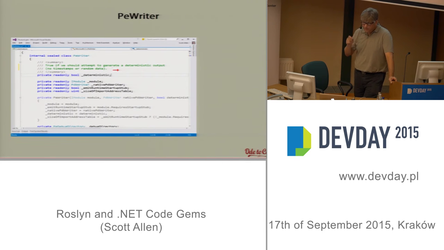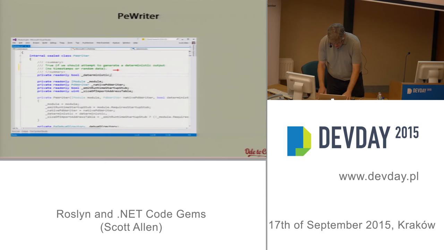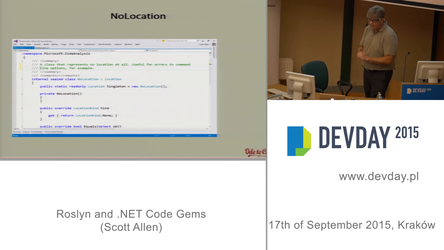And it was really difficult. Essentially, what they had to do was modify their build process to go through assemblies and rip that stuff out and replace it with just static data. Now, there's an option when you generate a PE file to make it deterministic so there's no timestamps or random data inside of there. Here's a class called NoLocation. It's a class that represents no location at all.